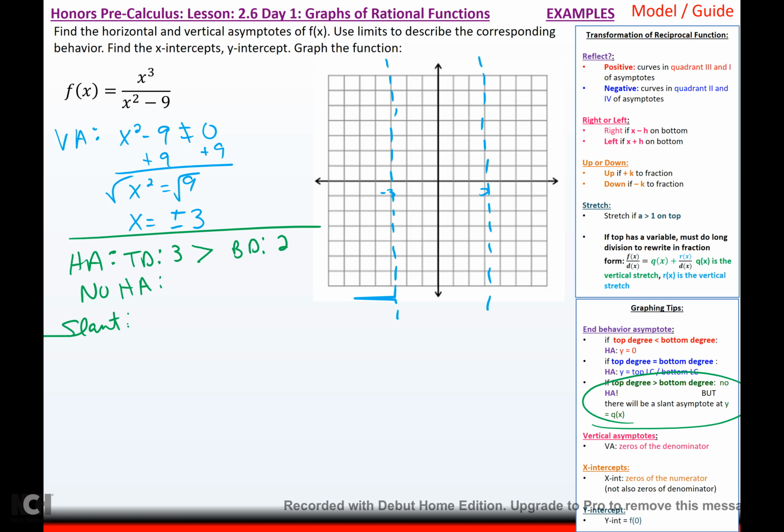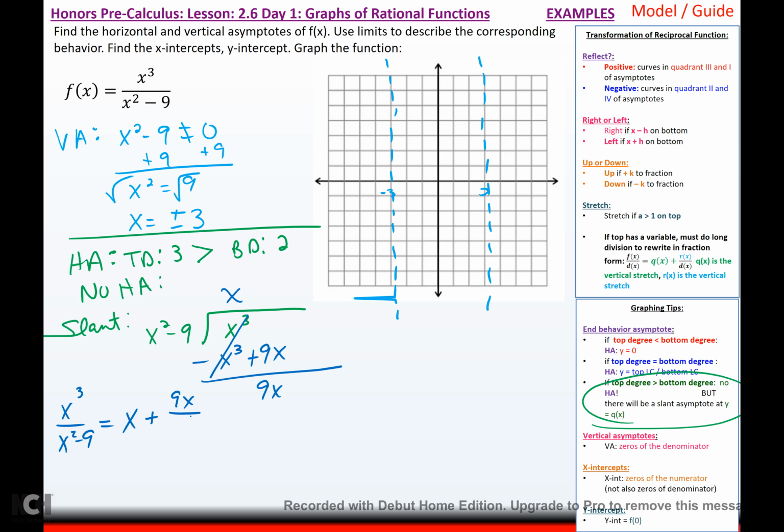And all you do is you do the division. So I'm going to have x squared minus 9 divided into x cubed. x cubed divided by x squared is x, times x squared is x cubed, times negative 9 is negative 9x. Draw the line, change the signs, third degrees cancel, and I'm left with 9x. So I have x cubed over x squared minus 9 equals x plus 9x over x squared minus 9. Agreed?